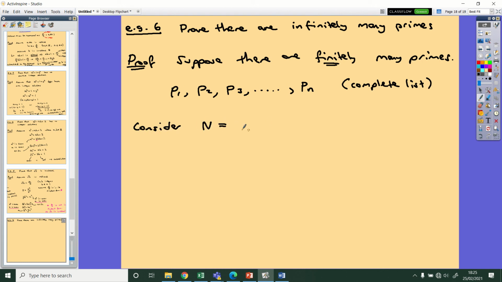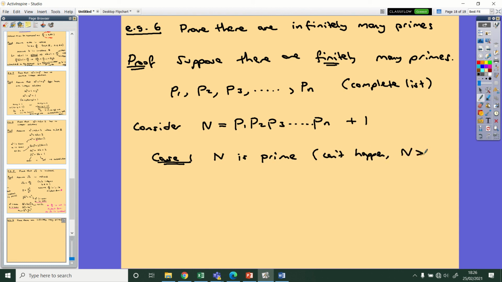Now we're going to consider this big capital N, which is the product of all of these primes. This is multiplying together now rather than listing. And then we're going to add 1. So case 1 is that N is prime. But that obviously can't happen because it's bigger than all of these individual primes, and these primes make a full list of all the primes. So I'm going to write N is bigger than p1, it's bigger than p2, and it's bigger than all of them.